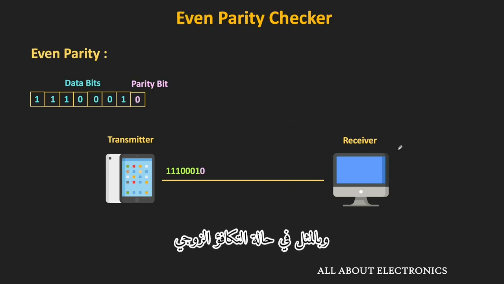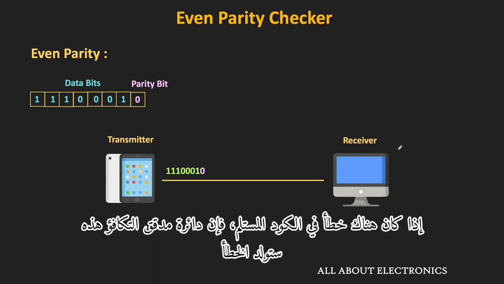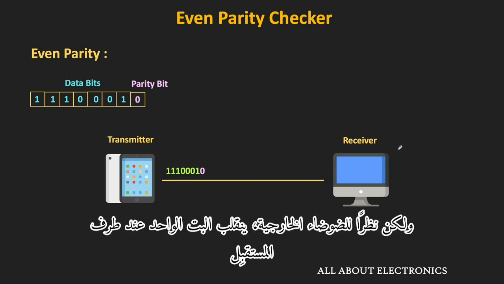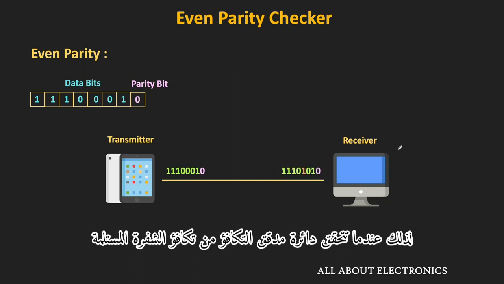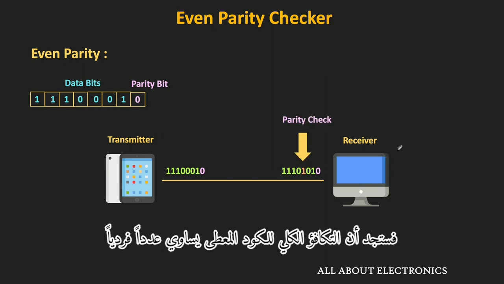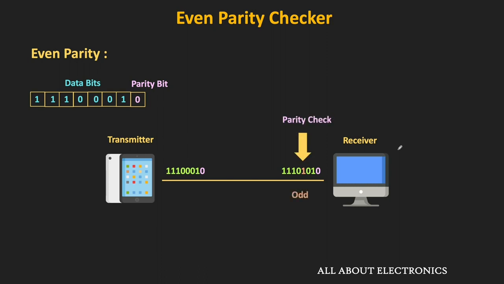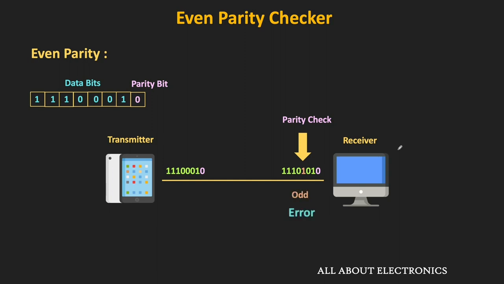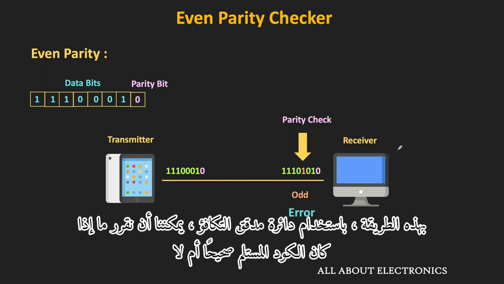Similarly, in case of the even parity, if there is an error in the received code, then this parity checker circuit will generate the error. Let's say the given code is transmitted from the transmitter side, but due to external noise, one bit gets flipped at the receiver end. When the parity checker circuit checks the parity of the received code, it will find that the overall parity of the given code is odd. And since we are using the even parity, it will generate the error. So in this way, by using the parity checker circuit, we can decide whether the received code is correct or not.